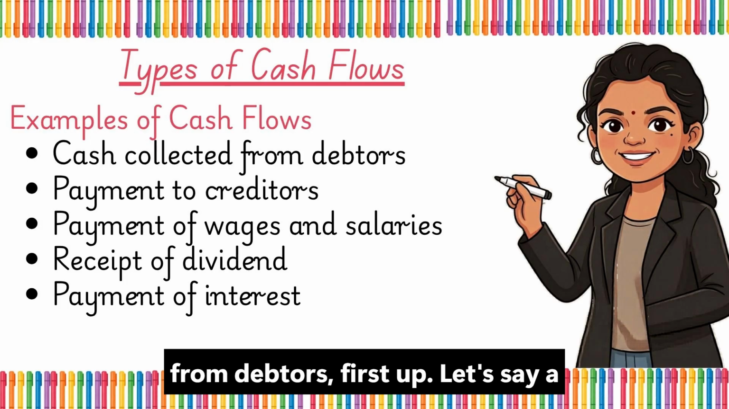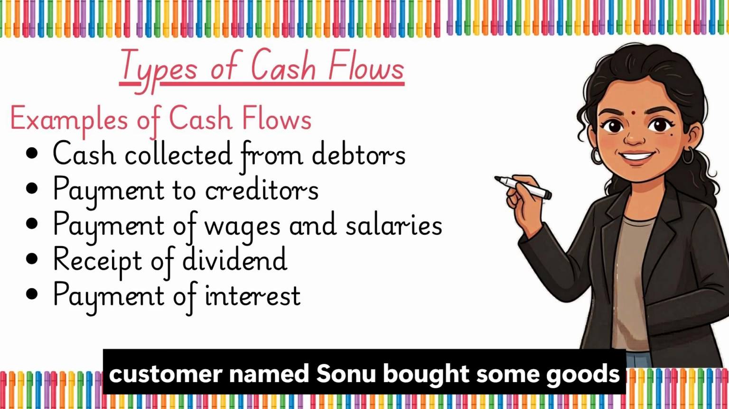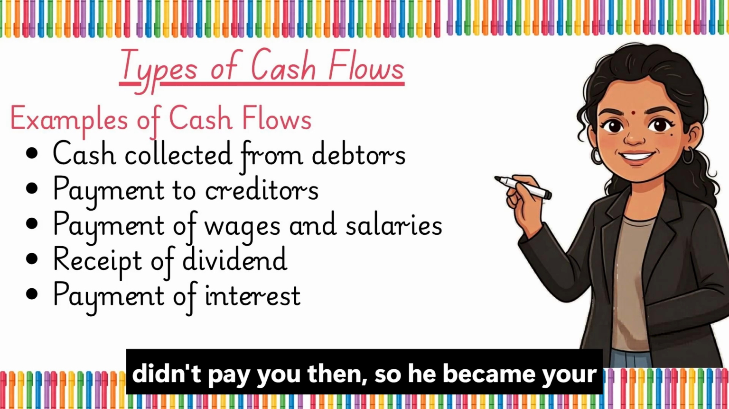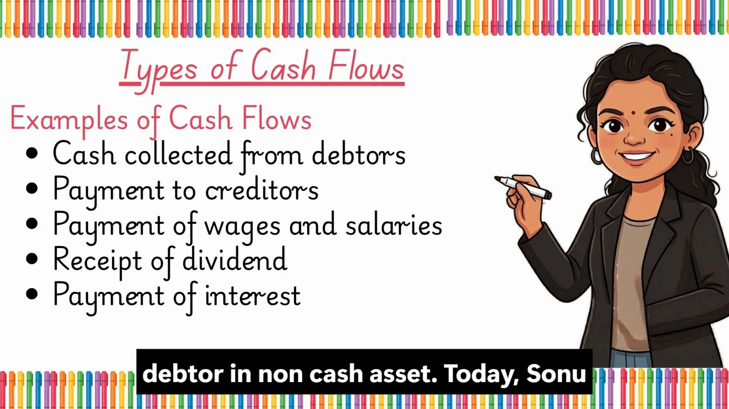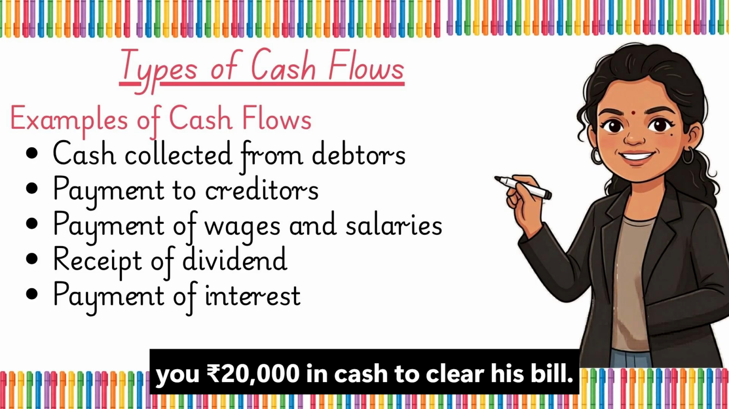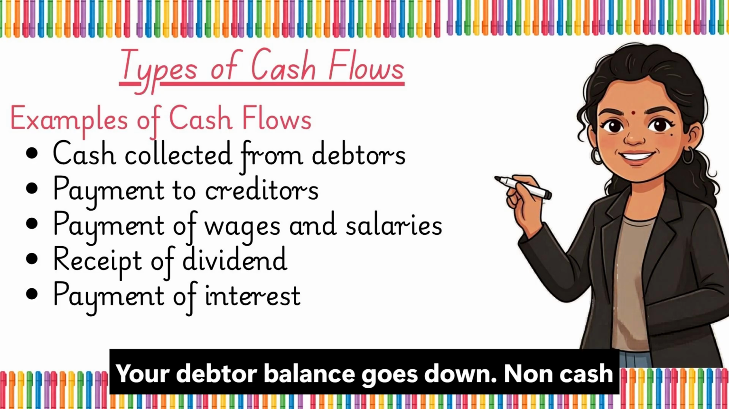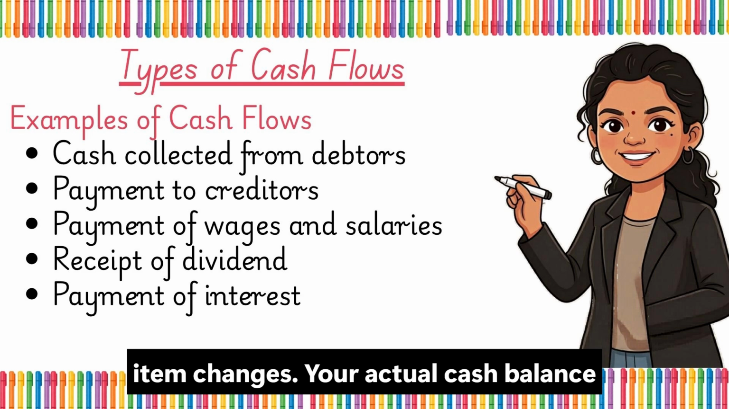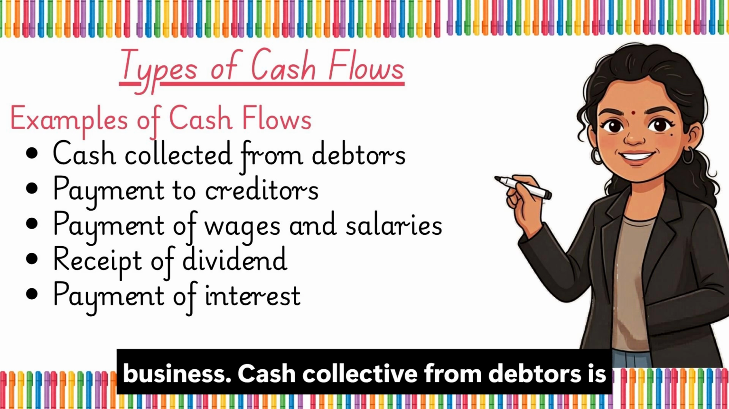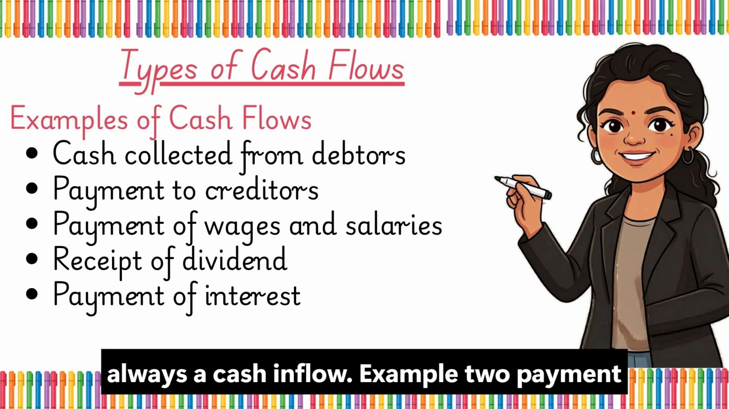First up, let's say a customer named Sonu bought some goods from your shop on credit last month. He didn't pay you then, so he became your debtor, a non-cash asset. Today, Sonu walks into your shop, smiles, and hands you 20,000 rupees in cash to clear his bill. Your debtor balance goes down, non-cash item changes. Your actual cash balance goes up. Since money is entering your business, cash collected from debtors is always a cash inflow.